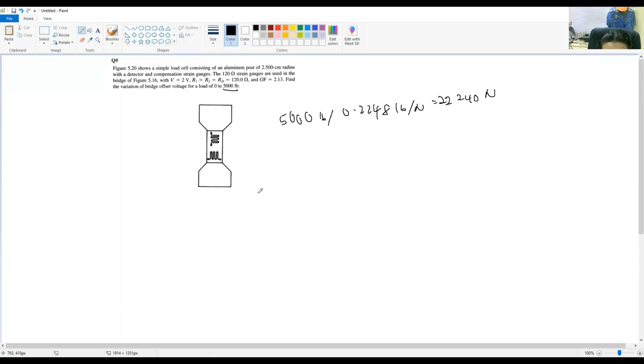And then the cross sectional area of the post is pi r squared. You can use your calculator. Pi is 3.14159 something, multiplied by 0.025 meter squared. So the answer will be 1.963 multiplied by 10 to the negative 3 meter squared. So this is the cross sectional area.